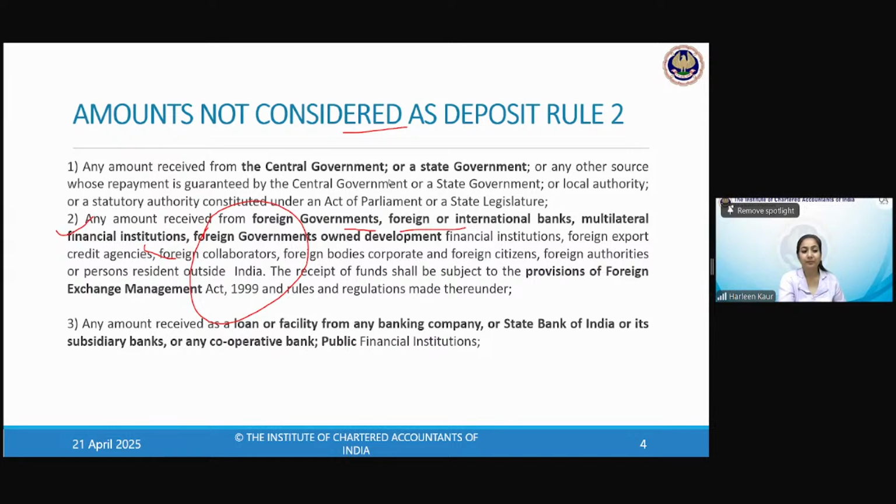Okay. Now, the third one is any amount. First 2 points are clear to everyone. If any local authority has given certain money to the company for certain promotion kind of things, will it be considered as a deposit for that company? So those who have written no, ma'am, they are awake. Others are wondering.